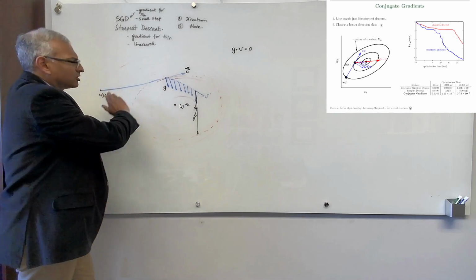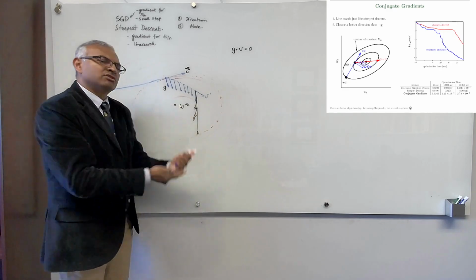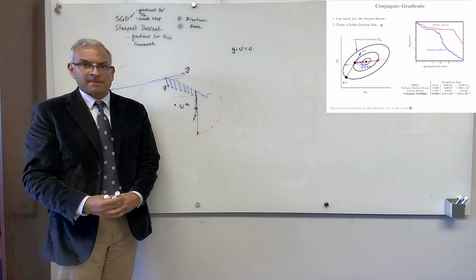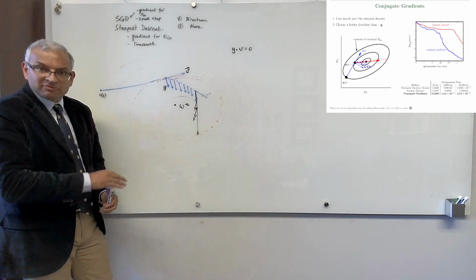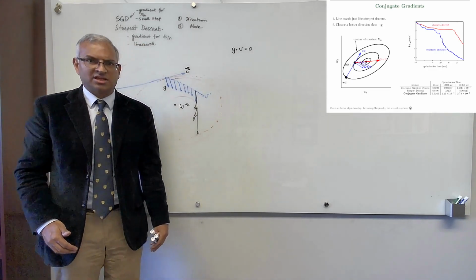In practice, we run conjugate gradient for D steps or maybe D over 2 steps and then restart. And that's because the error surface is not completely quadratic. Okay. And there you see the performance. I mean, the proof is in the pudding. It kills stochastic gradient descent.